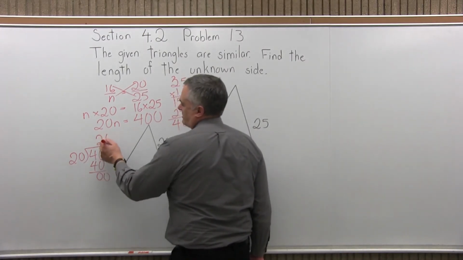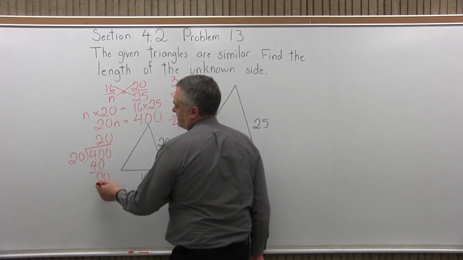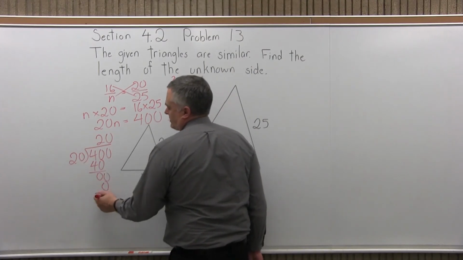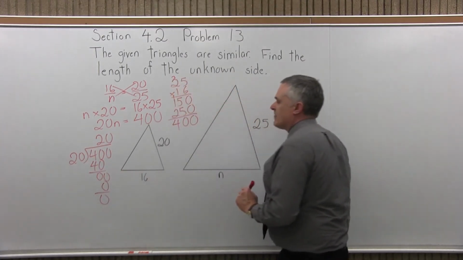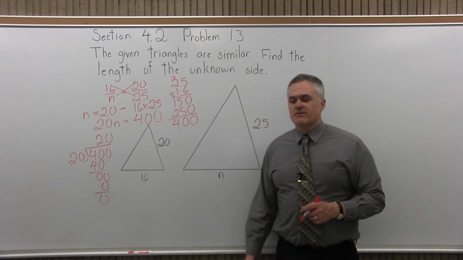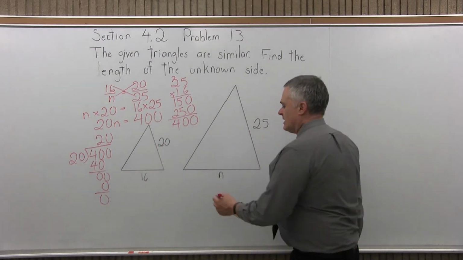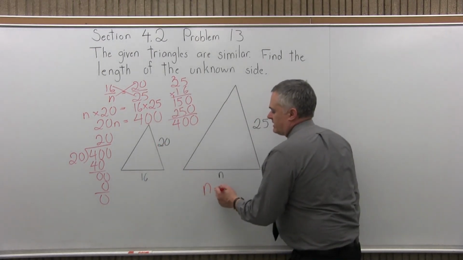Bring down the next digit. 20 goes into 0, 0 times. 0 times 20 is 0, 0 remainder. It goes in evenly. So I could see it easily enough. If you can't, it takes a few seconds. So the length of the unknown side is 20.